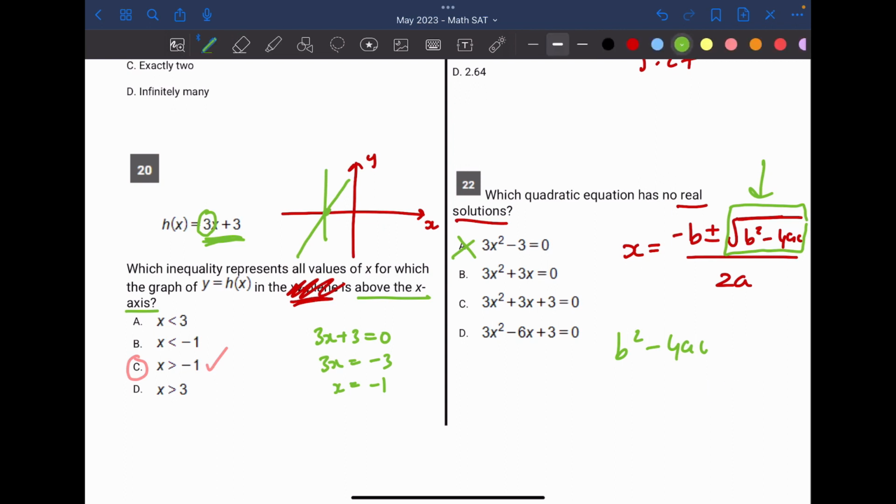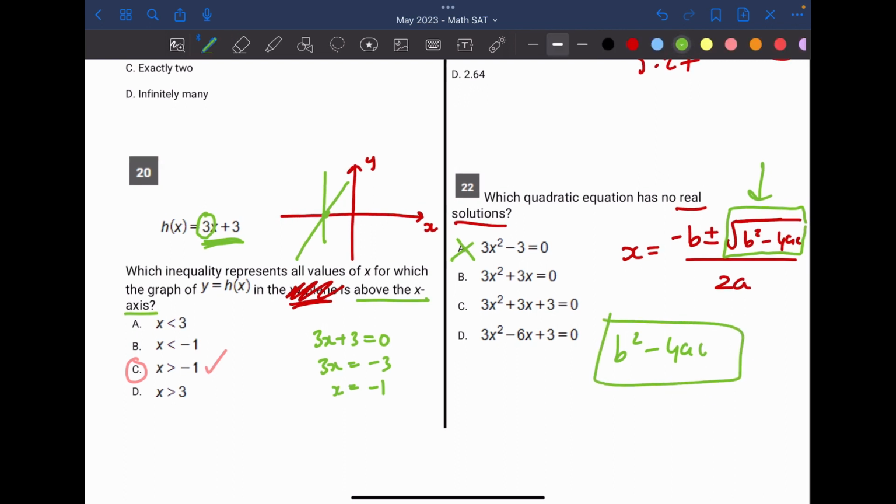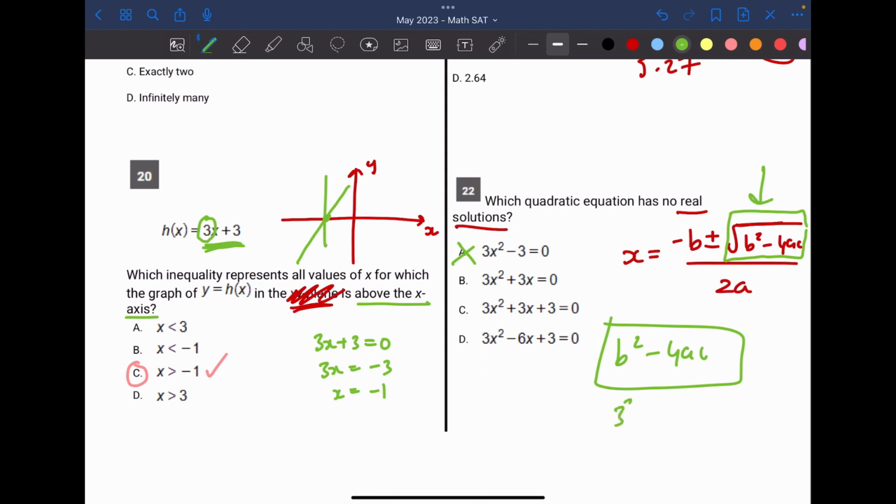Let's do this again for B. So for B, we have 3 squared minus 4 times, in this case A is 3, so multiply by 3, and C is 0. So this multiplies by 0, and then 3 squared is 9, and all this is 0, 9 minus 0 is 9. Is this negative? No. So B is also wrong because it has real solutions. So this is wrong. Let's erase it.